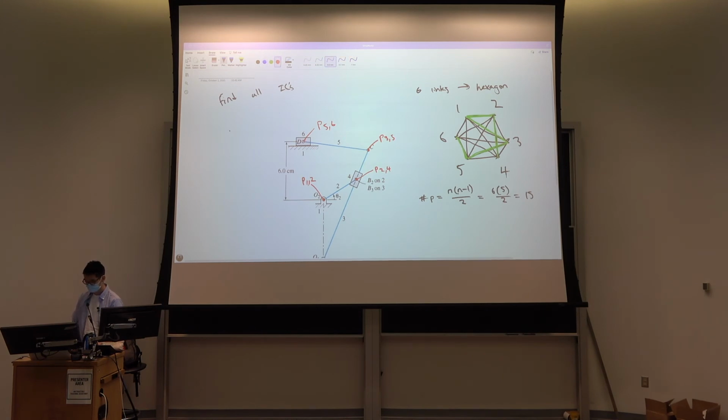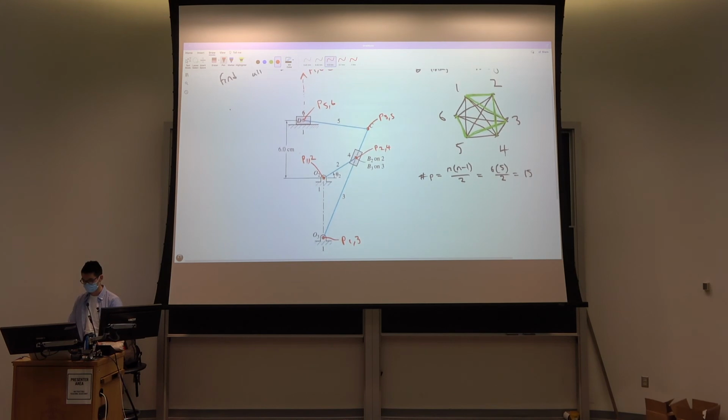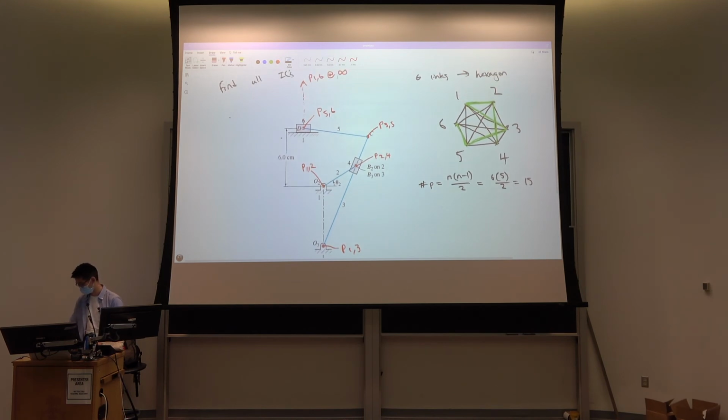Sliding connection means the point is off at infinity when the sliding surface is straight. So we can just draw a line and say P16 at infinity. And it could be up or down, actually. We don't know if it's at infinity in the positive or negative direction. But it doesn't really matter because whenever we draw lines for Kennedy's theorem, they extend in both directions. Okay. And the other sliding pair is here between links 3 and 4.